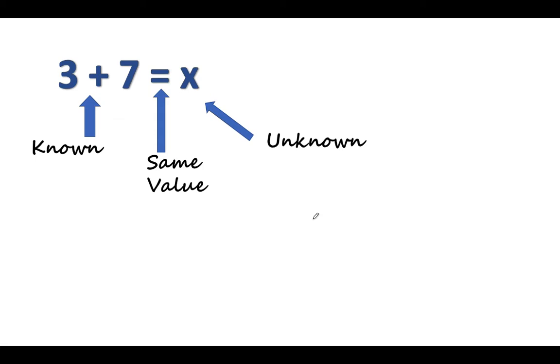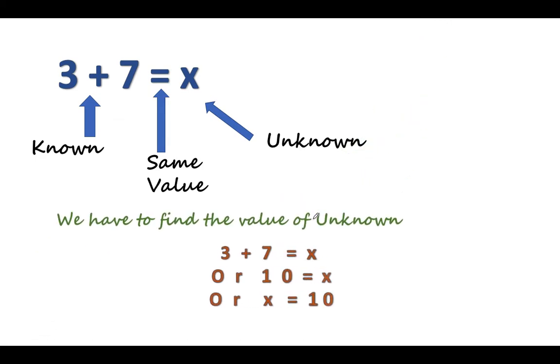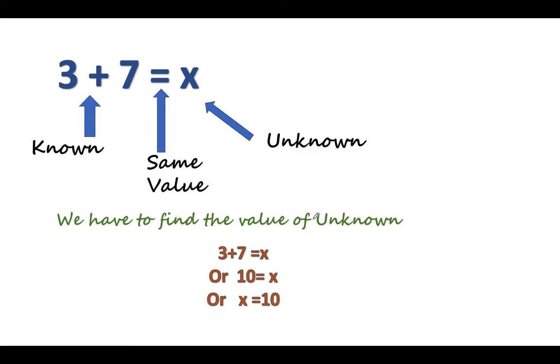Okay, so this is basically an equation because we have an equal sign, and you will be studying linear equations in detail later on, but for now this is an equation involving a variable, so we have to find out the value of the unknown. As we know how to find 3 plus 7, it is 10. So the value of our unknown is going to be 10. So we will stop the discussion about linear equations here.